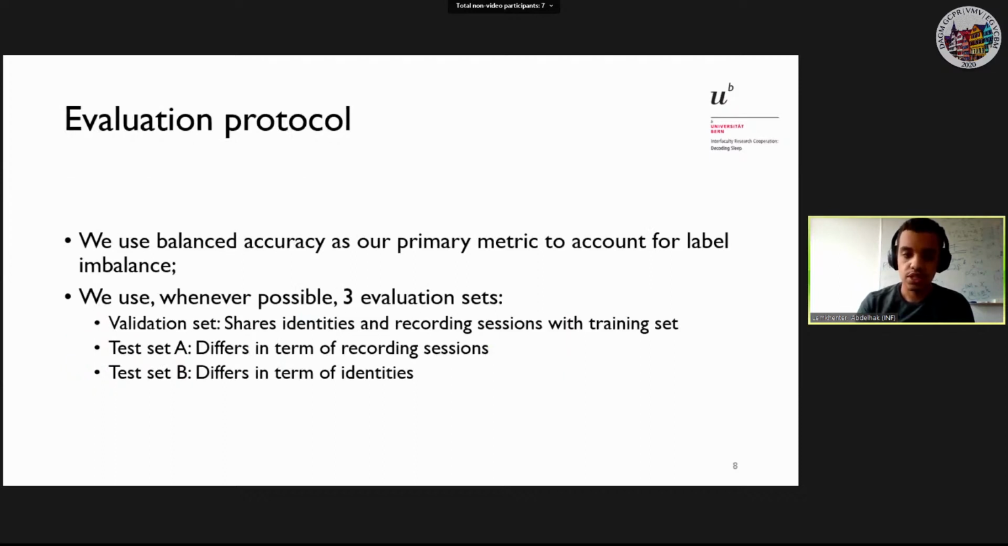And for evaluation purposes, we use the balanced accuracy as our main metric, since most problems we will be tackling suffer from class imbalance. And we will be evaluating on three different sets: the validation set, which shares subject identities and recording sessions with the training set; test set A, which differs from the training set in terms of recording session, but has the same subject identities; and test set B, which differs in terms of subject identities and recording sessions.